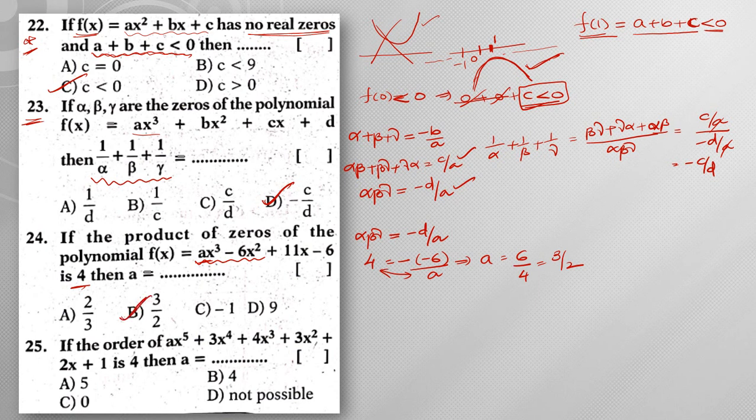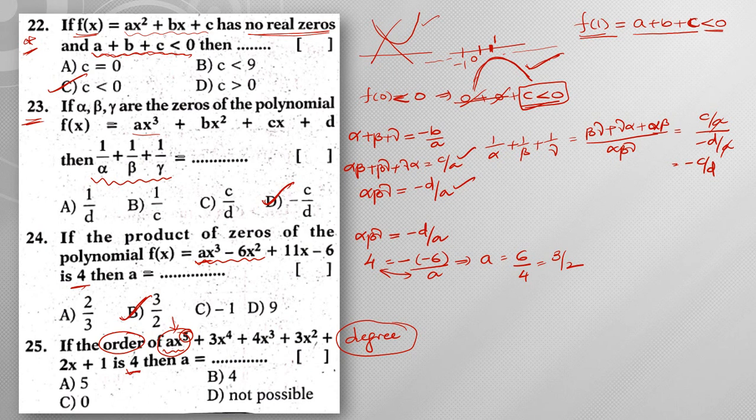Next, if the order of the given polynomial is 4, what is meant by order? Order is nothing but degree. We have already discussed what is meant by degree. Degree is nothing but the highest power of the given polynomial. If you observe here, we can see that x power 5 is present. So this would be my degree. So degree would be 5.